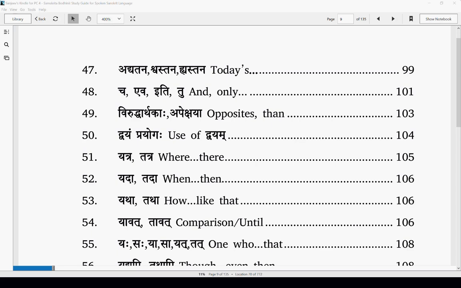Then viruddhartha shabdaha. We know that, like apekshaya, usage of apekshaya is also there. We'll see that when it comes to there. Viruddhartaka shabdaha are the examples of viruddhartaka. Vamanaha unnataha. Ucchaihi shanaihi. Antaha bahihi. Purataha prushthataha. Then we have dvayam.